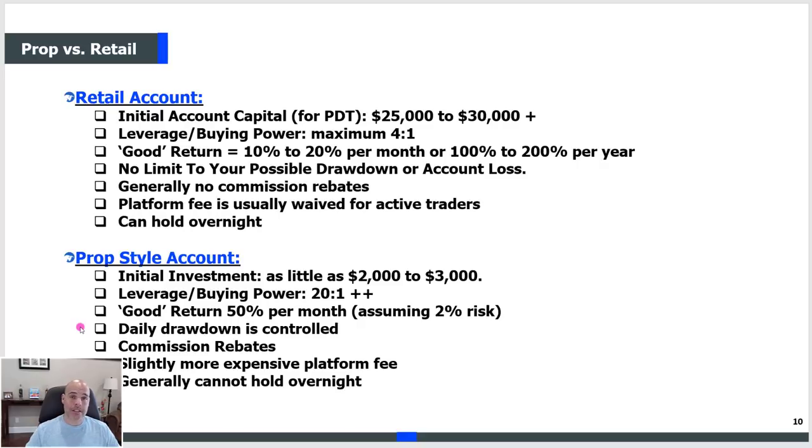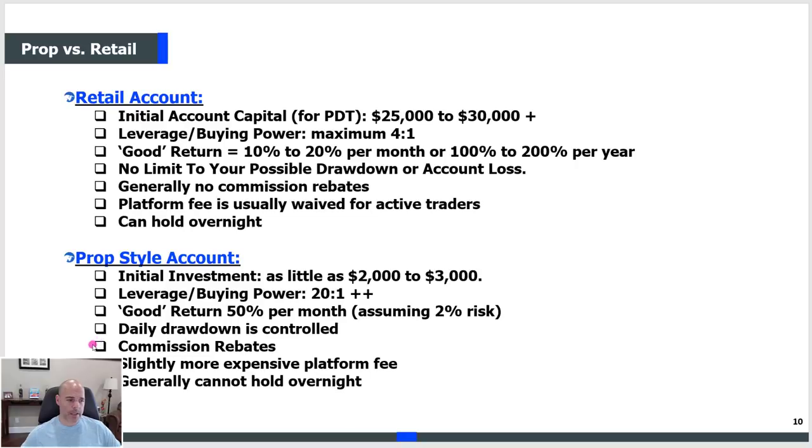This is a positive thing, right? It's a positive thing because over here in a retail account, well, guess what? You could lose $10,000 or $20,000 if you're really stupid. You keep trading all these shares of RNG or Roku and it keeps going against you and against you and against you and all of a sudden you're down $5,000, $10,000, $20,000. You cannot do that in a prop account. They will shut you down, okay?